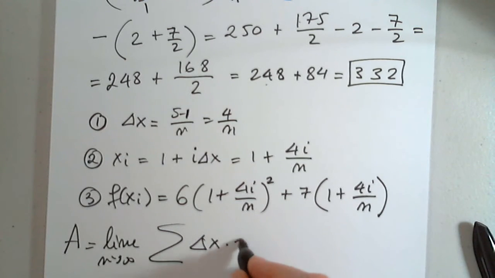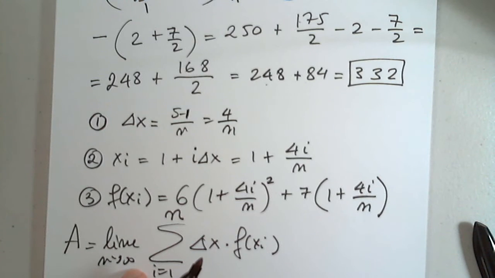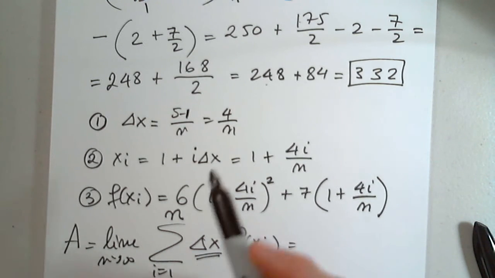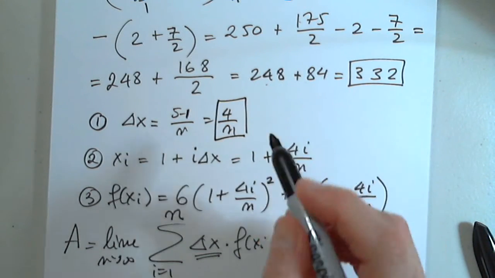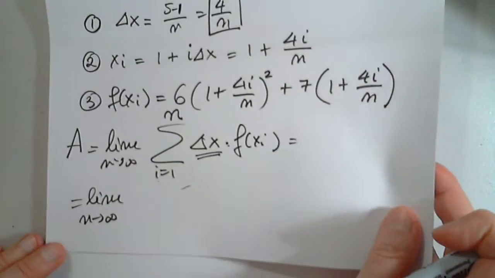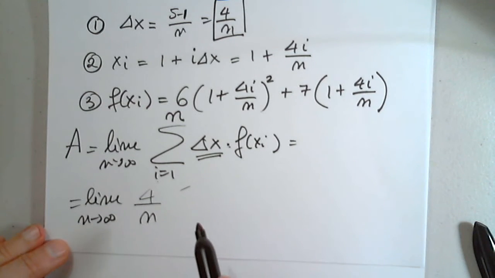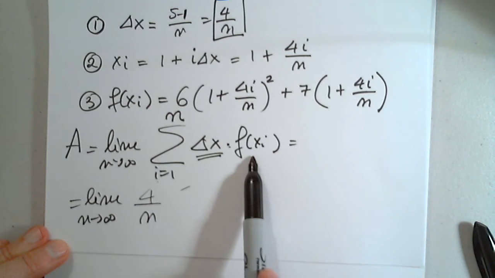Okay, so now the area equals the limit as n approaches infinity of the summation, let me write it, delta x times f of xi from i equals 1, the first subinterval, till the last subinterval, and n goes to infinity. So now delta x is this number. But because it does not depend on i and it's a constant multiplied by the rest, I will put it in front already. So this is the limit as n approaches infinity of 4 divided by n, and then I have the sum of this.